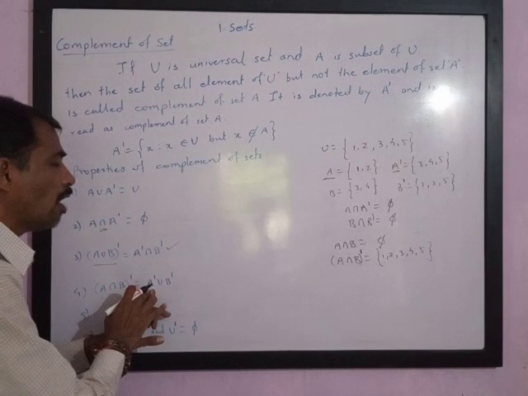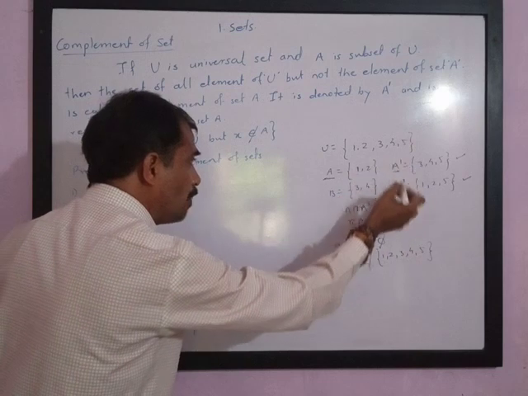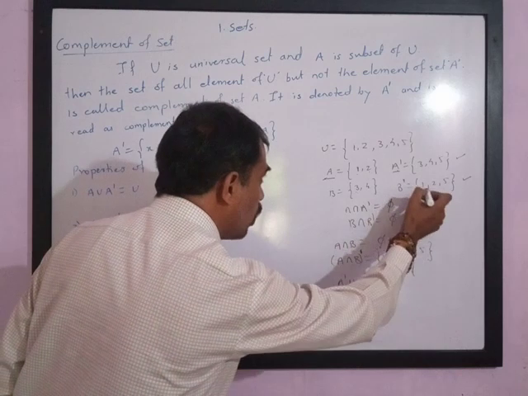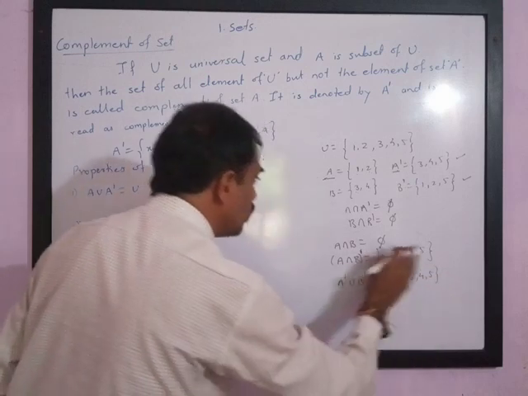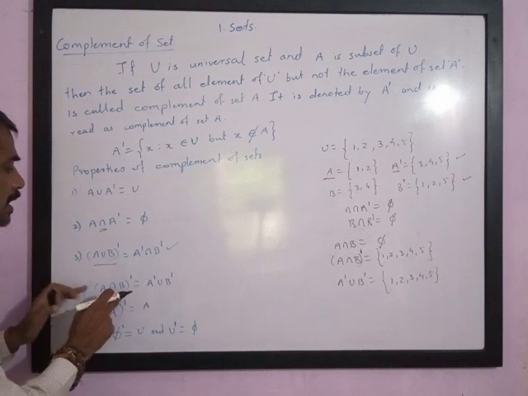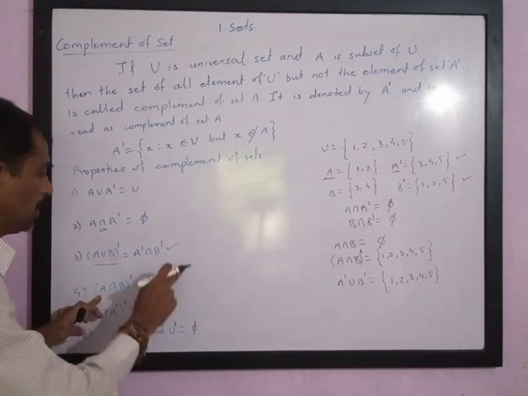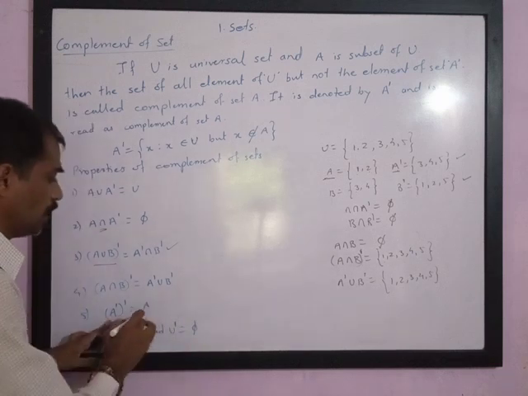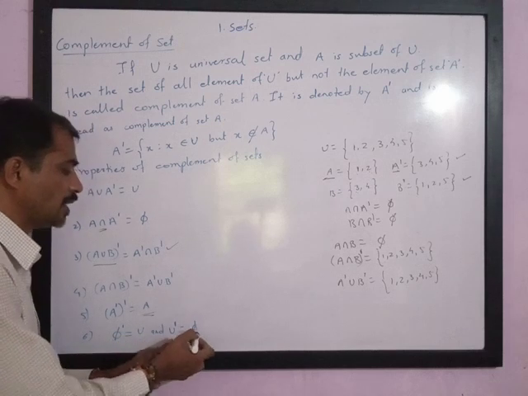Now let us take A complement union B complement, that is the union of this set and this set. If you take A complement union B complement, we will get the set {1, 2, 3, 4, 5}, that is the universal set. Again, the second De Morgan's law can also be verified. You will get A intersection B's complement is equal to A complement union B complement. Then next, A complement's complement is equal to the set itself. Then phi's complement is the universal set and the complement of the universal set is equal to phi.